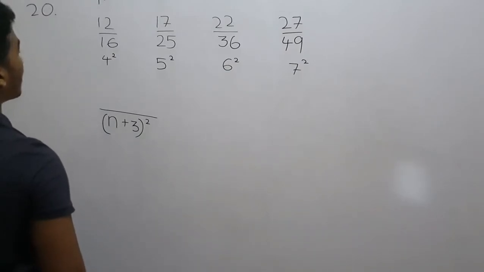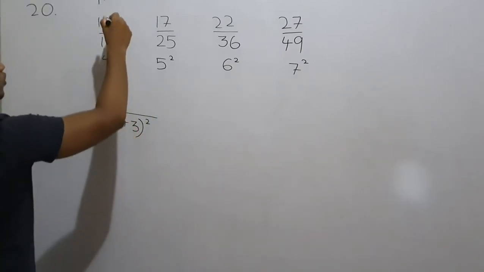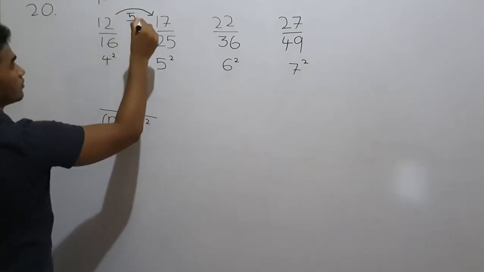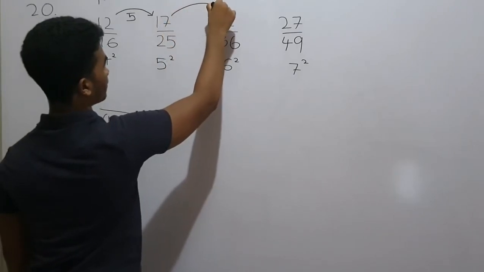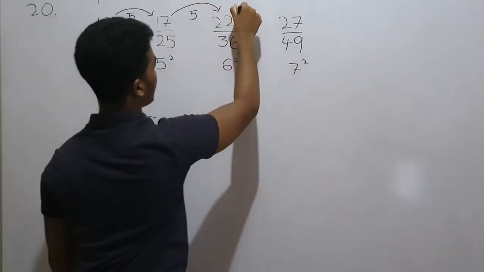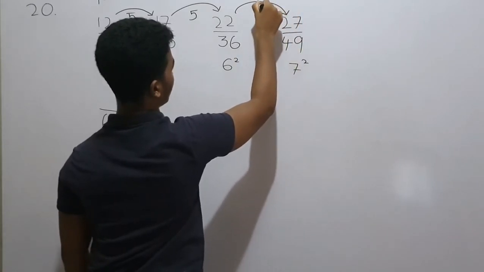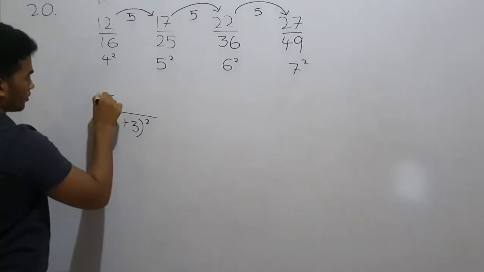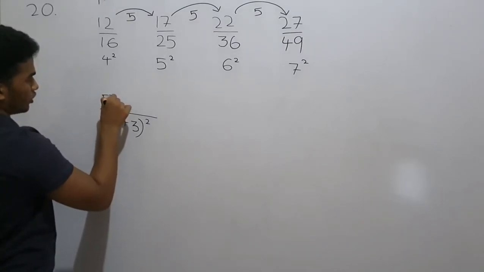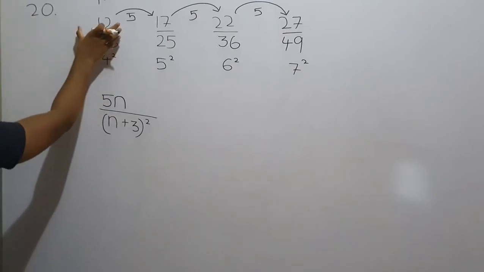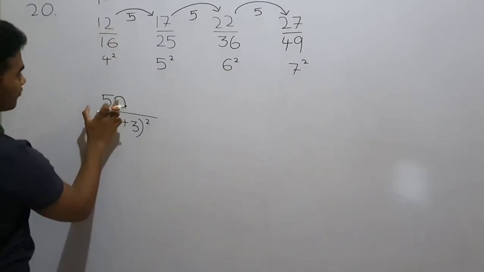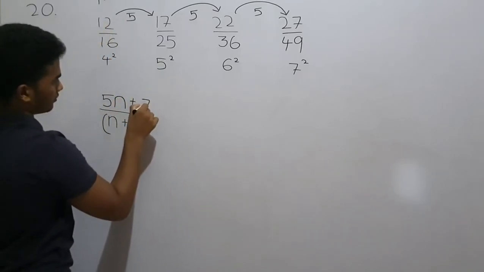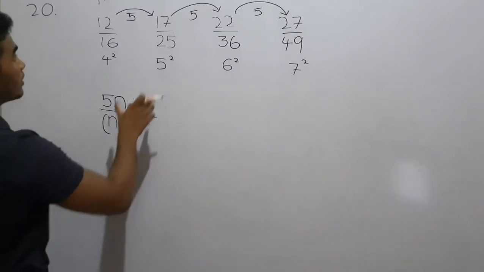Then for the numerator, now get the difference. 17 minus 12 is 5. 22 minus 17 is also 5. 27 minus 22 is also 5. So we can take 5n, the difference times the n term, plus, for the first term, 5 times 1 is 5, and how many more is remaining to make it 12? It's 7.